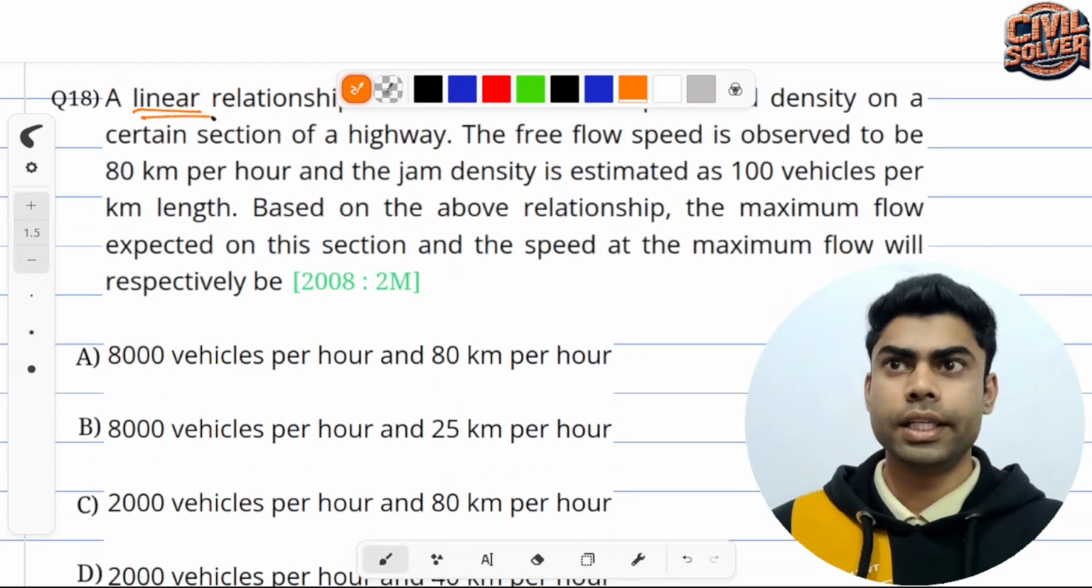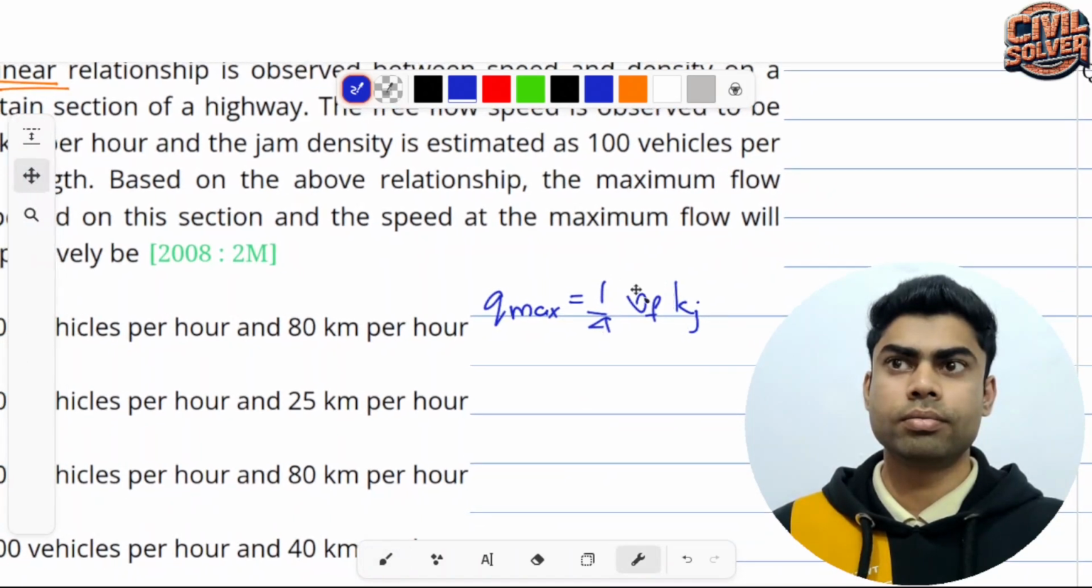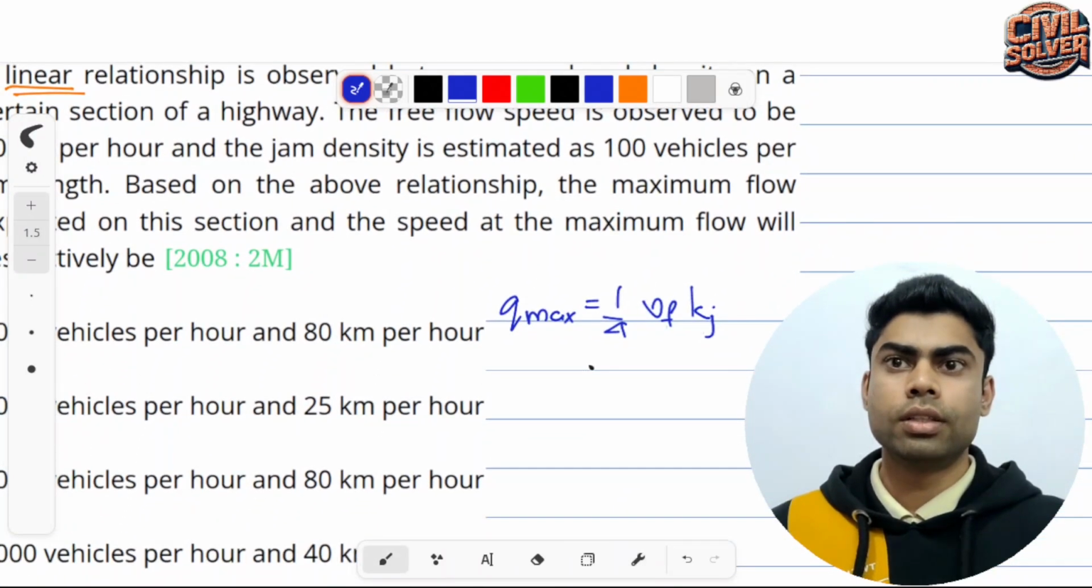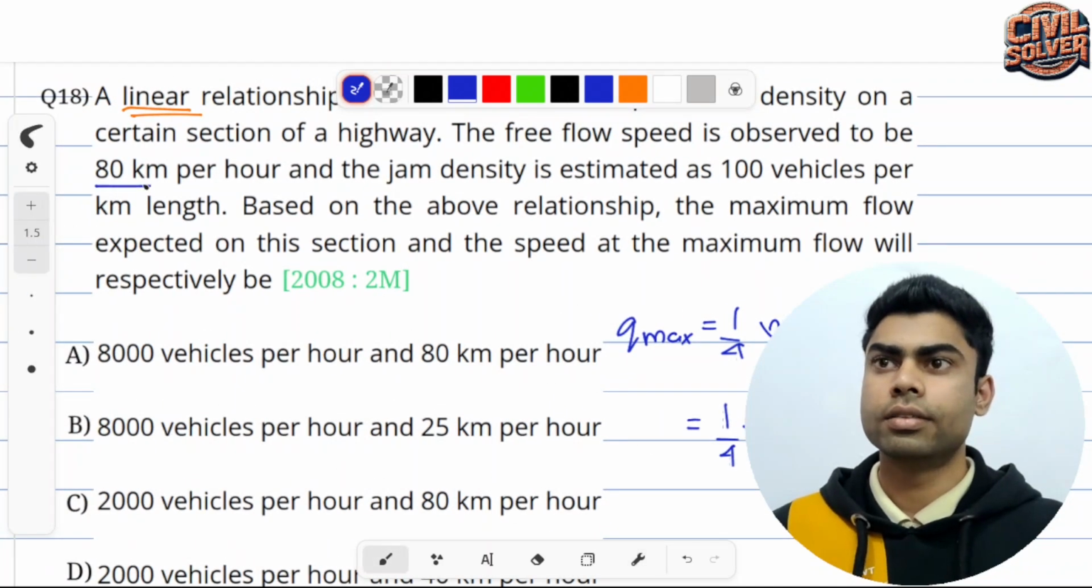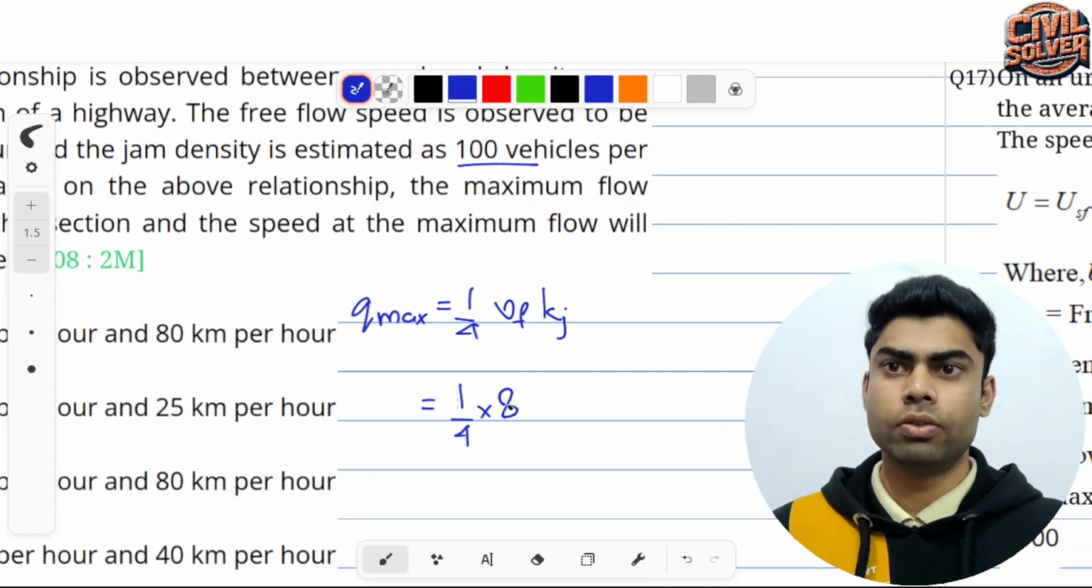The relationship is linear, means it's a Greenshield's model, and for Greenshield's model we know that the Q max is simply 1/4 VF kj. VF is given as 80 and kj is given as 100. So directly put the values. VF is 80, kj is 100.